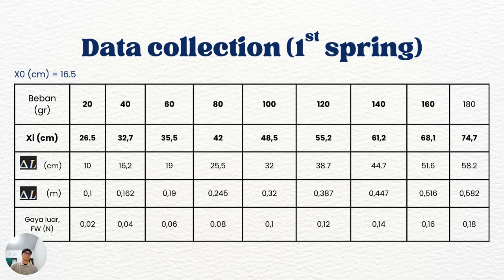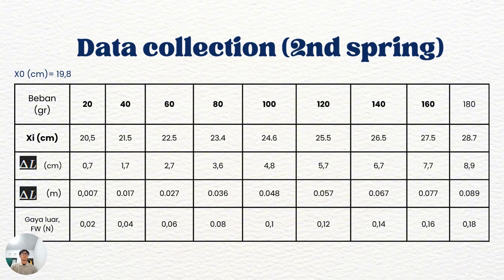Now, the row below is force. We find it with mass, which is 20 grams. For example, 20 grams converted into kilograms is 0.002, times 10, which is the gravity. Mass times gravity equals 0.02.